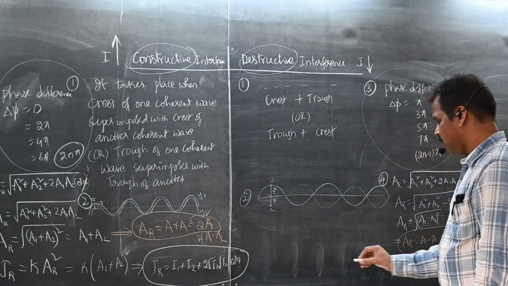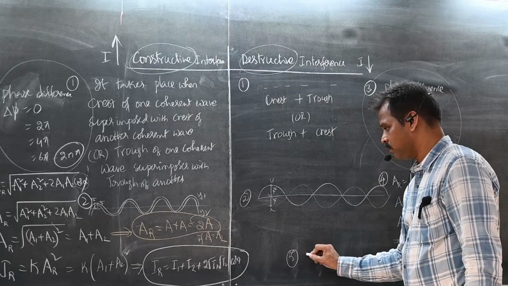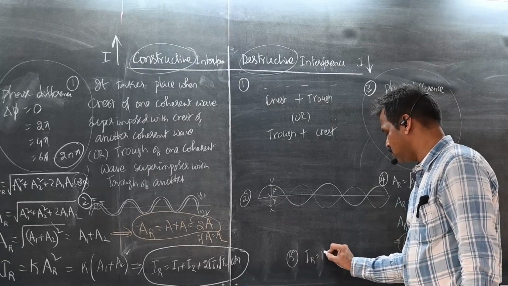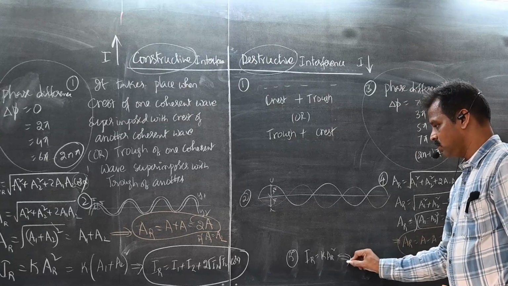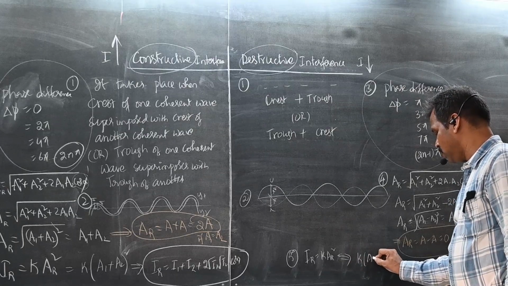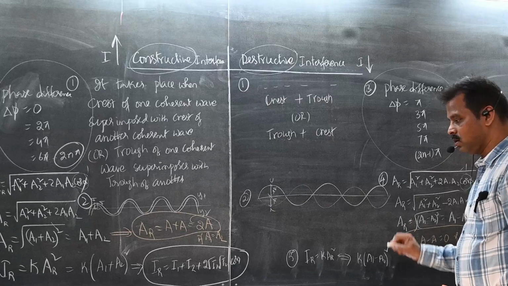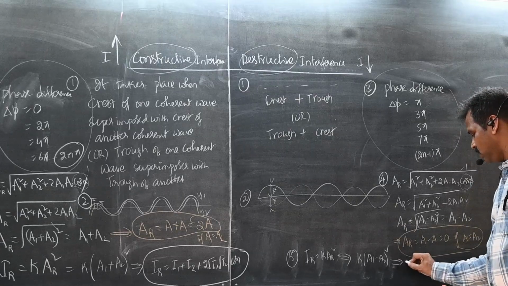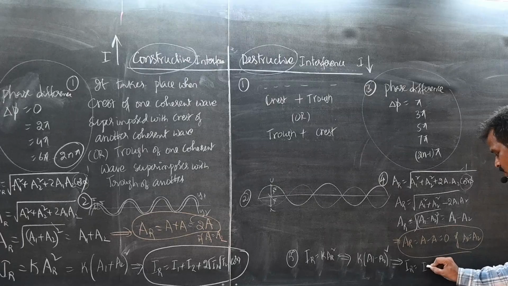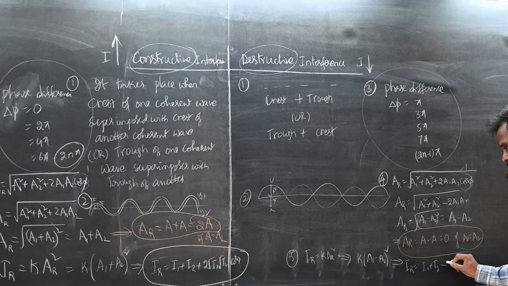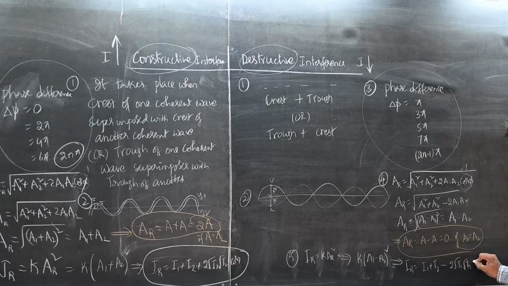Now here, fifth point, resultant intensity. IR is equal to K AR square. This is from K into (a1 minus a2) whole square. From this, what is the resultant intensity? What you can write? I1 plus I2 minus 2 root I1 I2 cos.